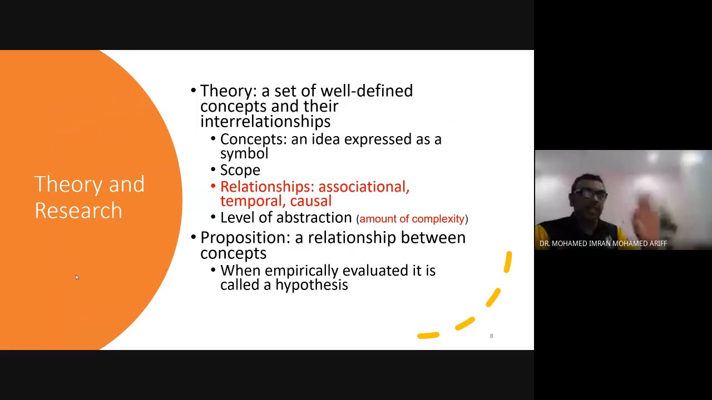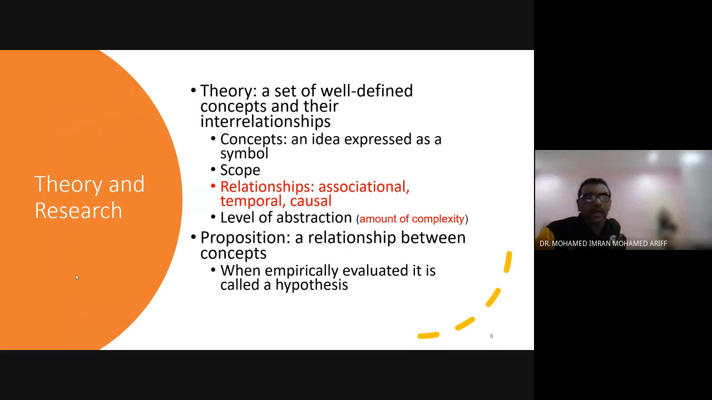Associational relationship, temporal relationship, causal relationship. Causal relationship maksud satu naik, satu turun. Adakah kita kata lagi banyak aku puasa, lagi banyak aku hilang berat badan? Or adakah kita kata lagi banyak aku kurangkan, lagi banyak aku tak makan, lagi kurus? No, those are the things lah. And they have level of abstraction, complexity. How complex is your theory? Susah sangat ke nak buat teori ni?